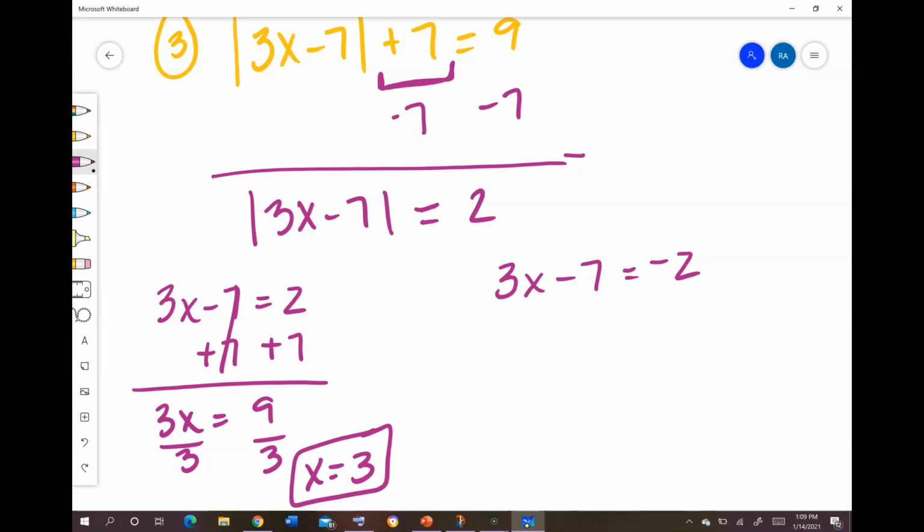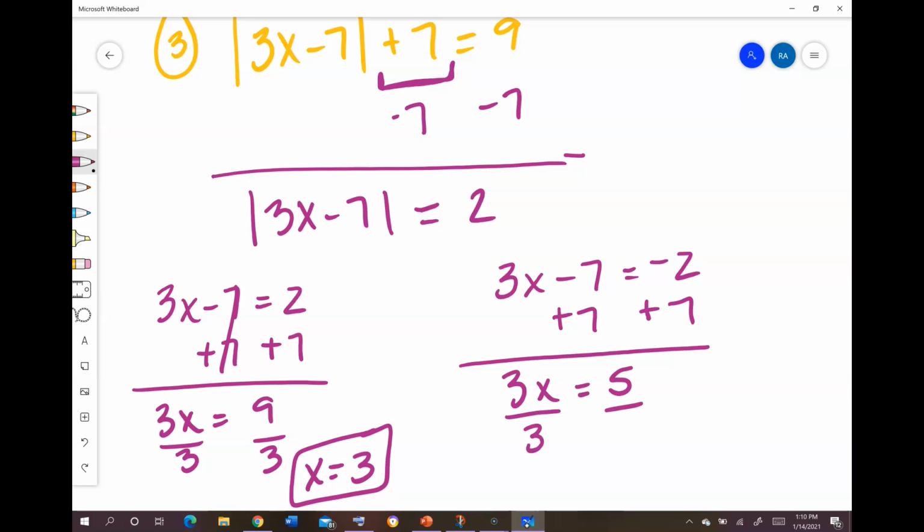So that's one solution. Over here, we're going to do the same process, but we'll get a different result. We're going to say plus 7 plus 7. I get 3x is equal to 5 divided by 3. That can't be simplified, so x is just going to equal 5/3. Okay? All right. So let's check our work with the graph.